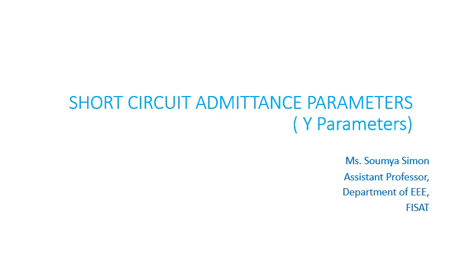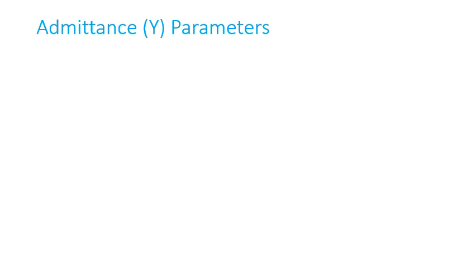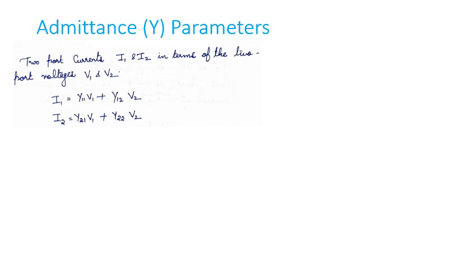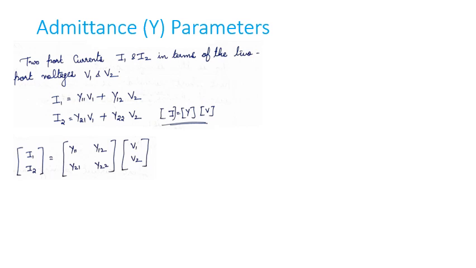Hello everyone. This video is regarding short circuit admittance parameters or Y parameters. In a two-port network, the two-port currents I1 and I2 are expressed in terms of V1 and V2. The equations will be like this. If we write the equations in matrix form, we will get I is equal to Y into V. Here the parameters Y11, Y12, Y21 and Y22 are known as admittance parameters.